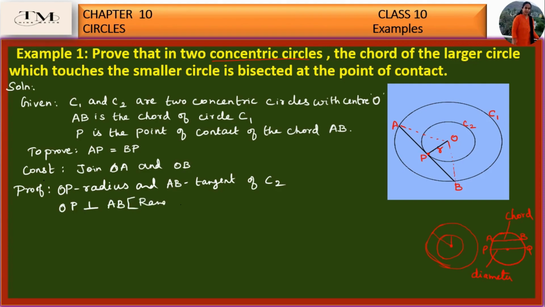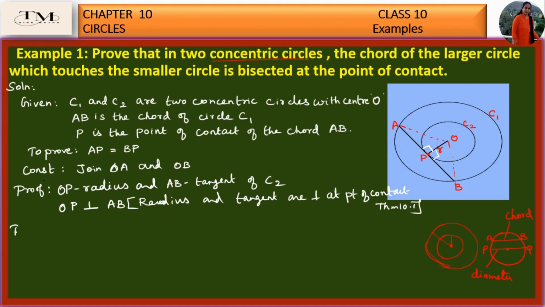Radius and tangent are perpendicular at the point of contact. This is theorem 10.1, which we studied in the previous video. So OP will be perpendicular to AB. This angle OPA will be 90 degrees and this angle OPB will be 90 degrees.